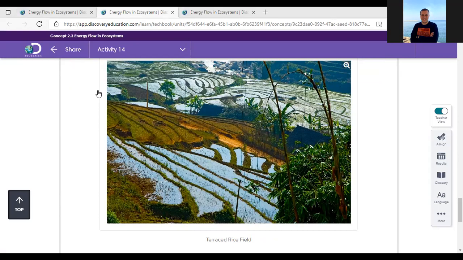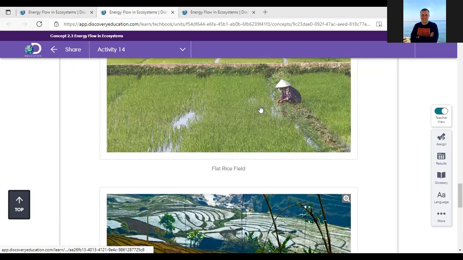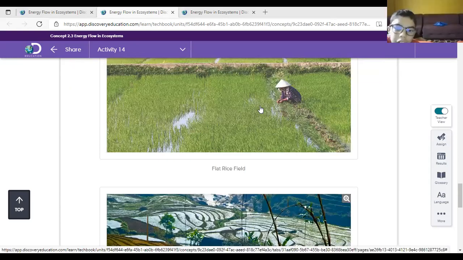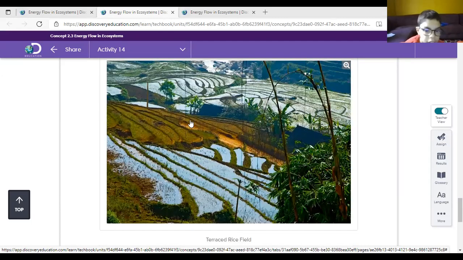Thank you. Mustafa, okay, teacher. The terraced rice field. Can you tell us why? Because the rice loves a lot of water, so it has a lot of water, so the rice can grow fast. Okay, thank you.